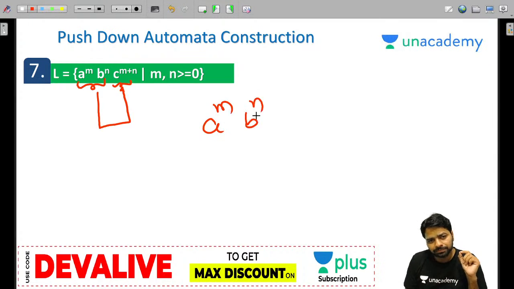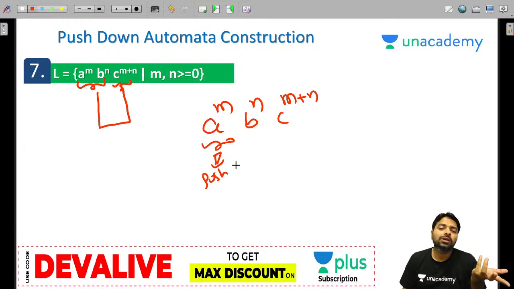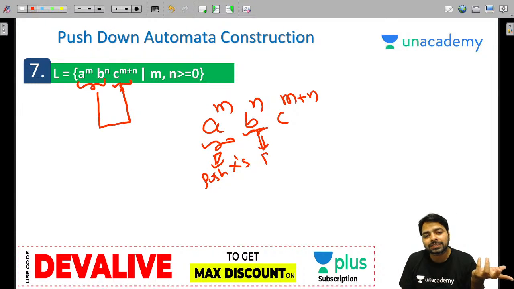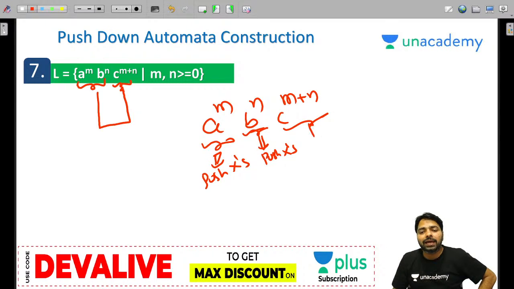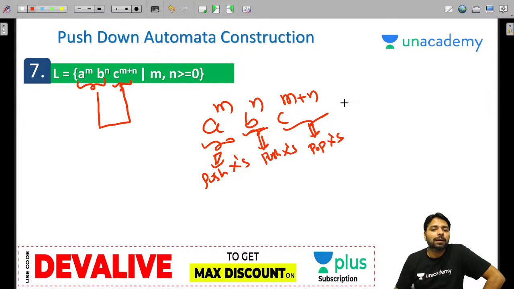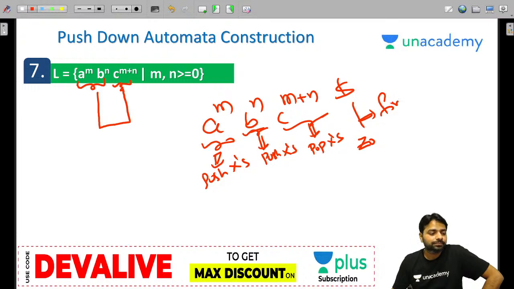But this time, what do you do? Push. Now there is no need to push only a's. You can push x also, for b's as well, because anyhow I don't care about a or b. But first a's should come, then b's. Then pop x. If really it is m plus n, all the x's will pop, then dollar comes, z naught should be there, and you go to final.